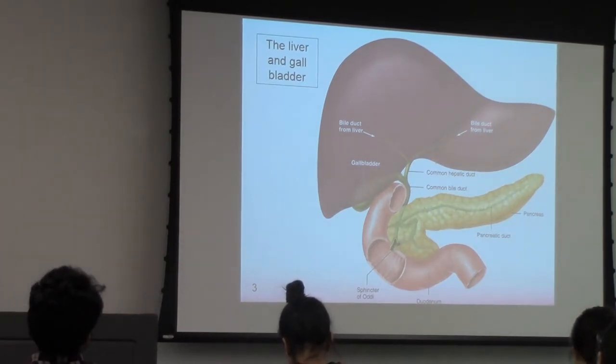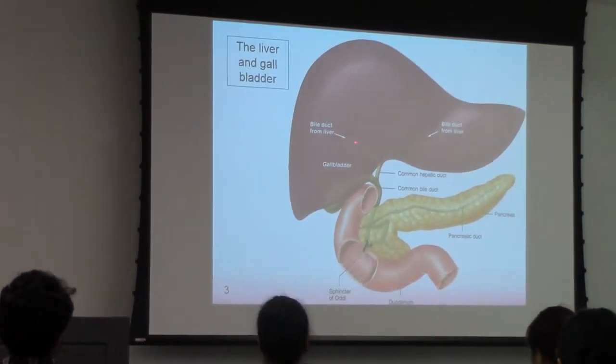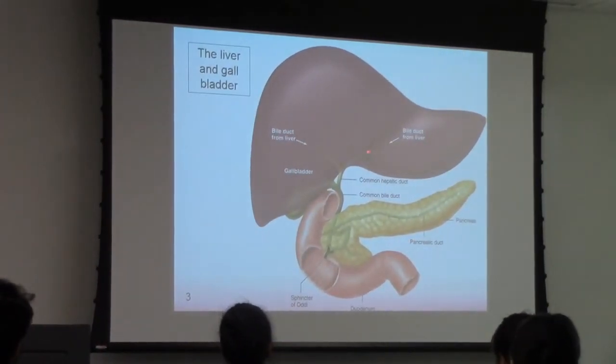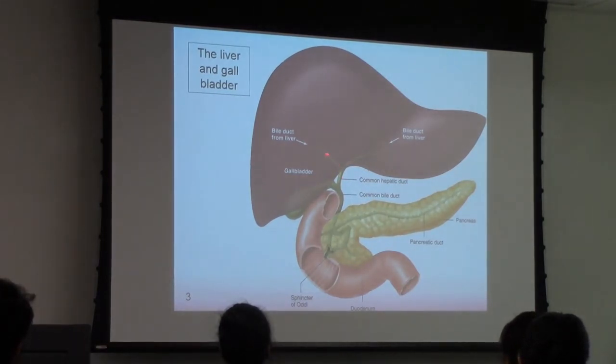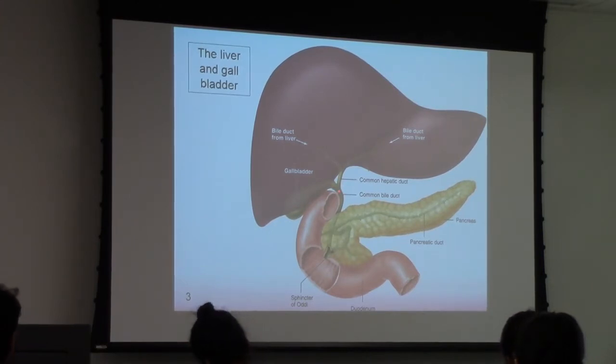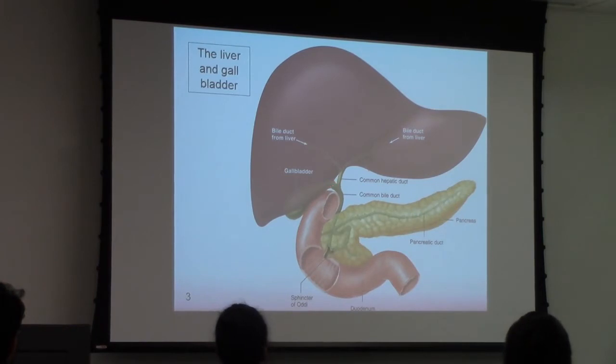So here's just a reminder of the gross anatomy of the liver: the right and left hepatic ducts, common hepatic duct, common bile duct, the cystic duct, the gallbladder. All of these are ducts that provide flow of bile and bicarbonate from the liver. When the sphincter of Oddi is closed, that bile backs up and fills the gallbladder.